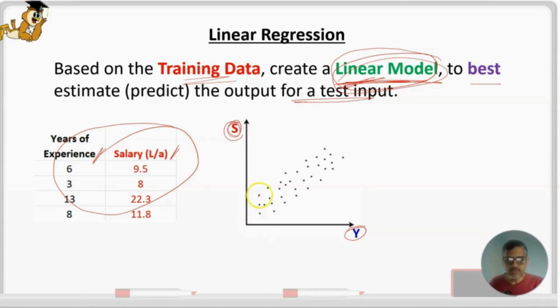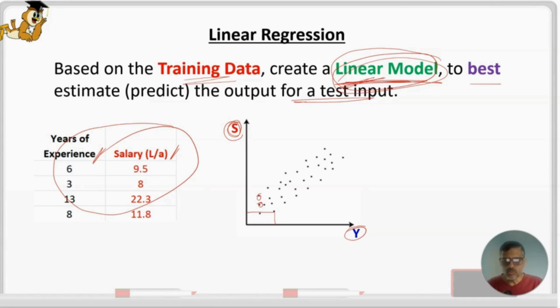Okay, and these points that you see here are individuals whose years of experience and salary have been drawn on this graph. So each point represents one individual. So for example, this individual had a particular number of years of experience and he had a corresponding salary, and so on and so forth. So that is what this graph is.